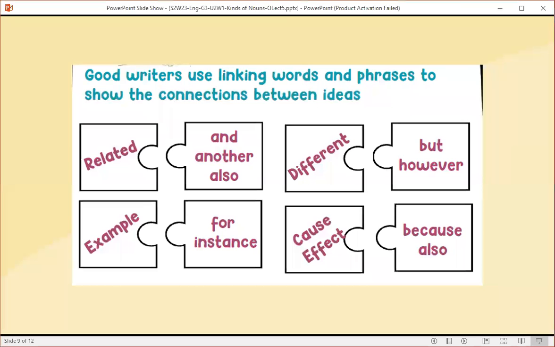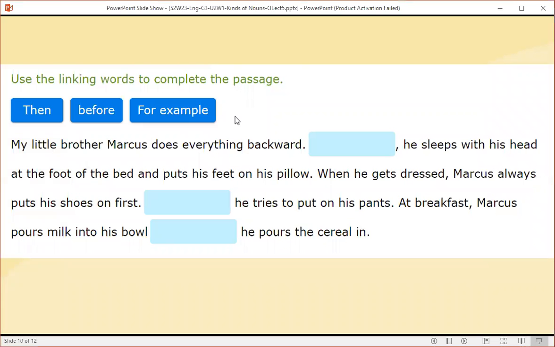In our mega pack, we're going to solve this one first. Use linking words to complete the passage. I have the linking words then, before, and for example. My little brother Marcus does everything backward. He sleeps with his head at the foot of the bed and puts his feet on his pillow.